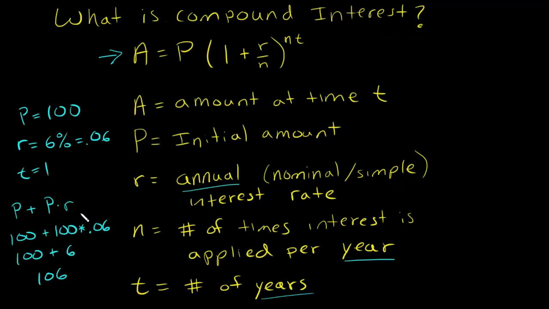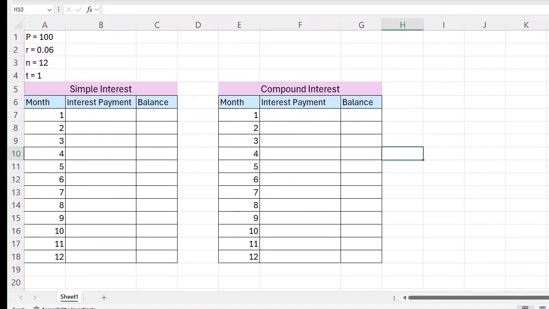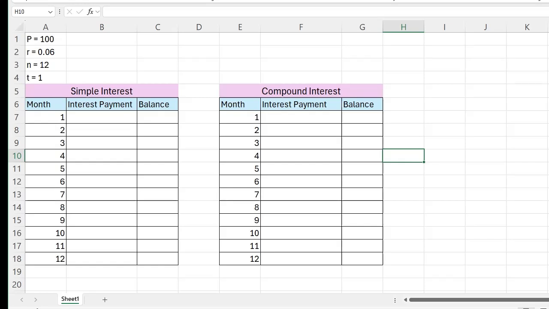Of course, the bank doesn't give me the money just once a year. Rather, they give it to me broken out every month. So instead of getting $6 at the end of the year, I would get maybe 50 cents per month. Let me work through this in Excel to show you what I'm talking about. We'll work through both a situation where I have simple interest and then what compounding means. Understanding simple interest first is very helpful to understanding what compounding is.